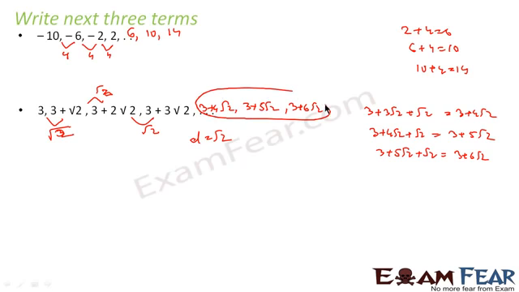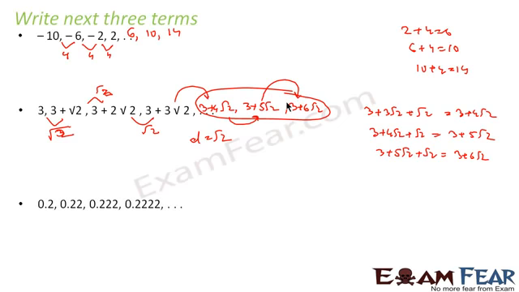Very simple. Here also we found the common difference, and the common difference was constant, that is root 2. Thus we can conclude that this is an AP. Once we concluded that this is an AP, we found the next term by adding D to this term to get the next term, and then we added D again to get the next, and then again to get the next. Correct? Let's take one more example.